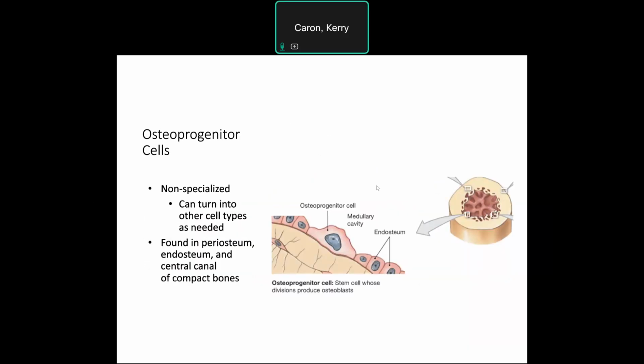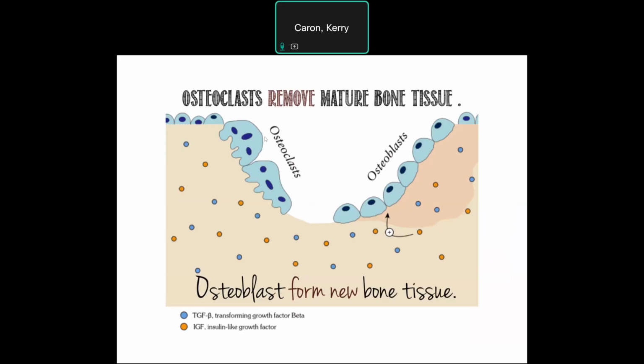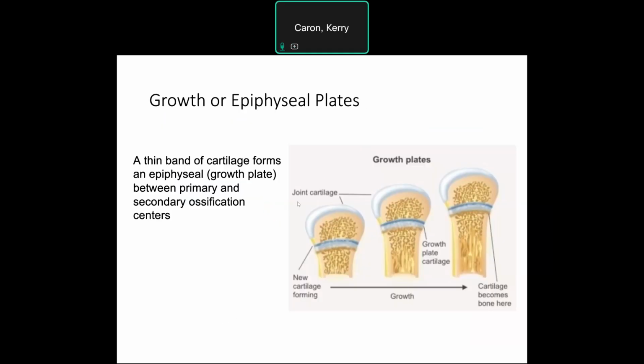Okay. Osteoprogenitor cells are non-specific, we said that before, and they're found in the periosteum, the endosteum, and in the central canals. Okay, so osteoclasts break down, osteoblasts build. Hopefully that's helpful. Okay, and you may have growth plates. When we say their growth plates are closed or they still have growth plates, that's that band of cartilage, the growth plate between the primary and secondary ossification centers.